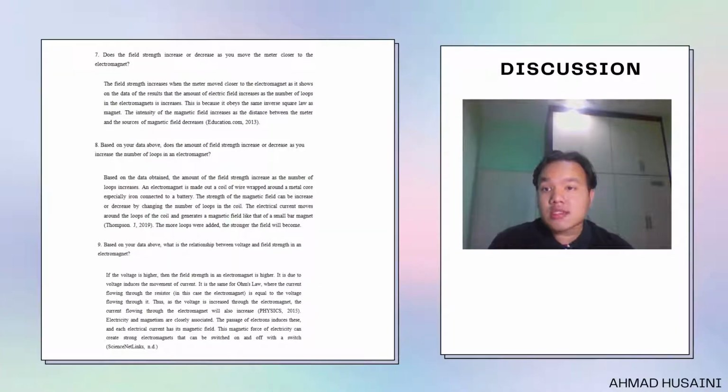Last but not least, does the field strength increase or decrease as you move the meter closer to the electromagnet? The field strength increases when the meter moves closer to the electromagnet, as shown in the data of the results that the amount of electric field increases as the number of loops in the electromagnet increases. This is because it obeys the same inverse square law as the magnet. The intensity of the magnetic field increases as the distance between the meter and the source of the magnetic field decreases.